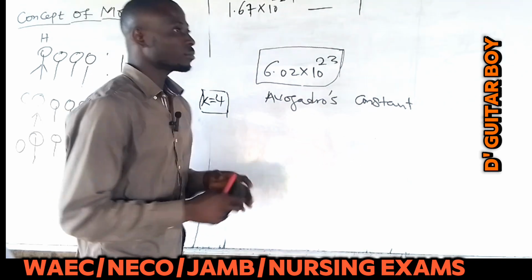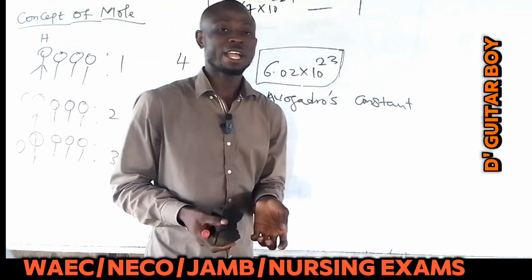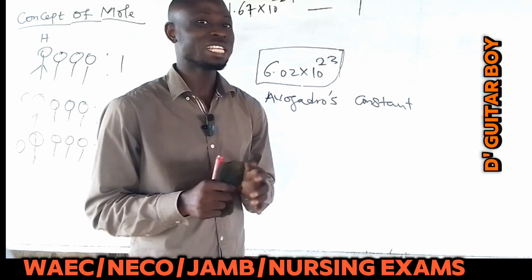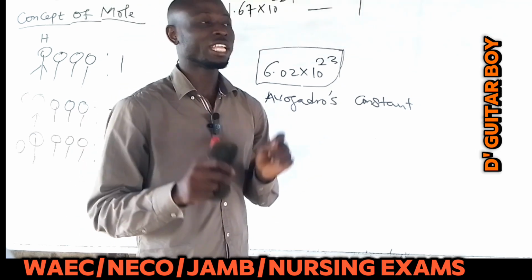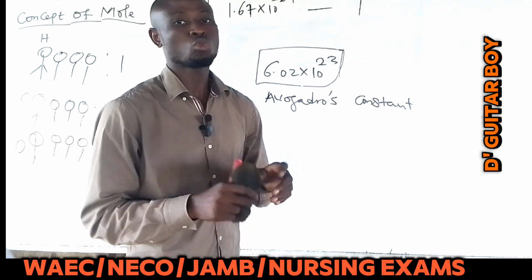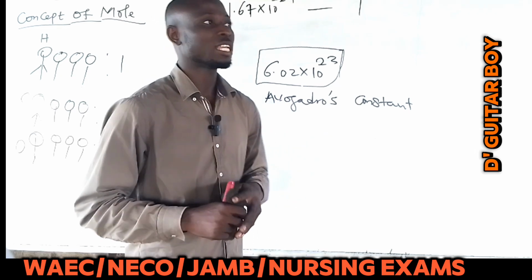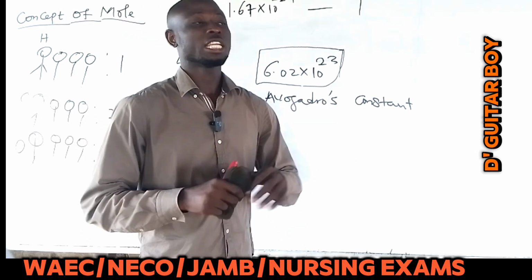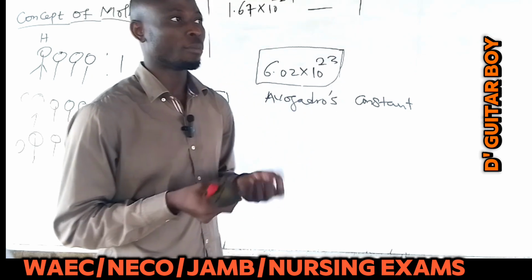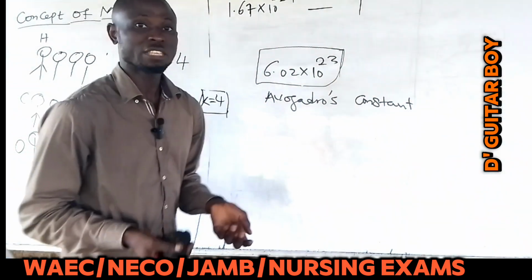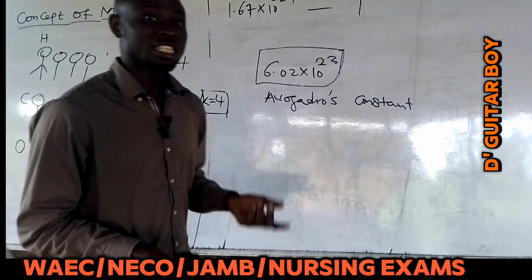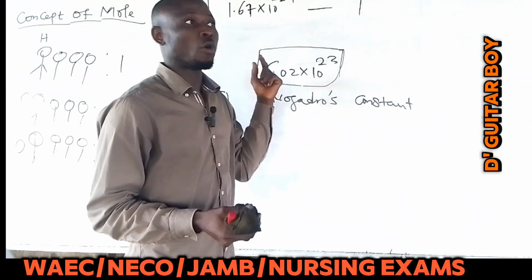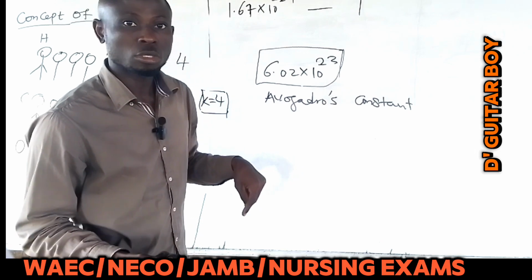Which means, in other words, if you want to also define a mole, you can say a mole is a substance which contains as many elementary particles as contained in 12 grams of carbon-12. You know, 12 grams is a relative mass. And since it is a relative mass, it must contain this number of carbon.